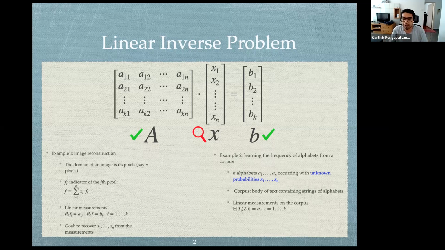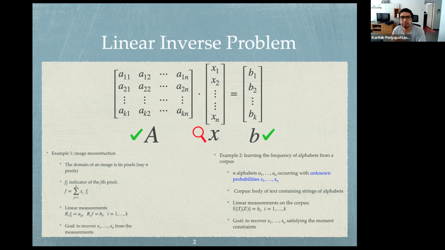So that represents one measurement, which I call T1 of Z, for example. Another measurement could be, are the number of letters in that word more than 5? Yes or a no. So that could be another measurement. That is the T2 of Z. Like that, let's say there are some K measurements that are done. And then we want to find the probability distribution of these alphabets subject to these measurements. In other words, we want to find the probabilities x1 through xn of these alphabets subject to the constraint that they satisfy the measurements on the corpus that we have made.